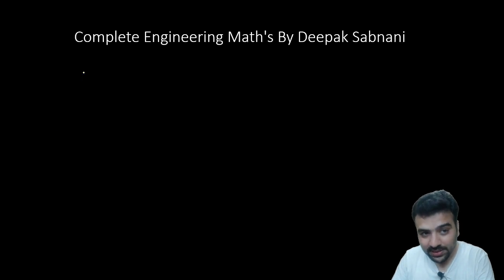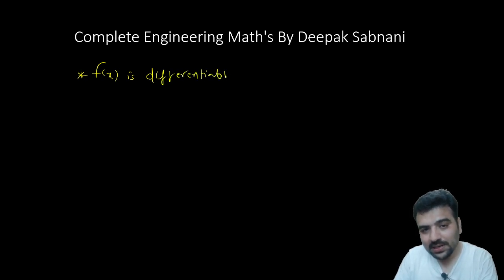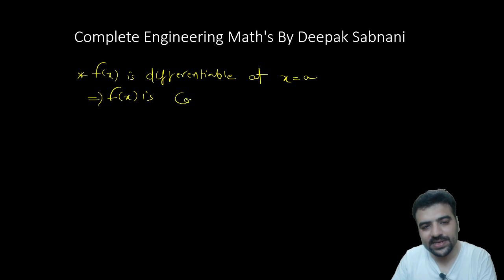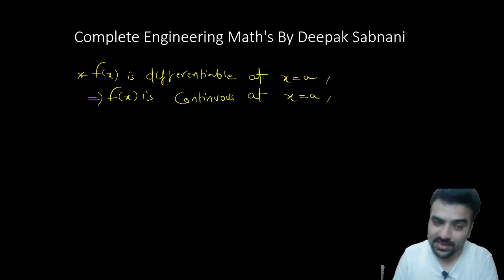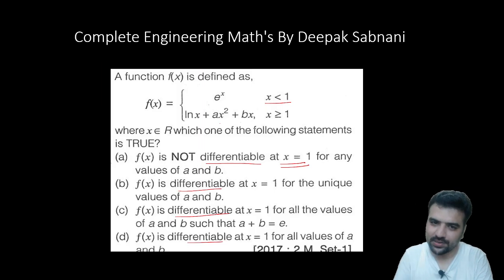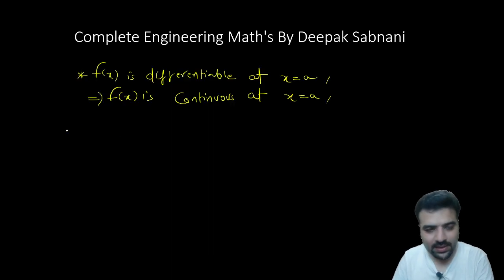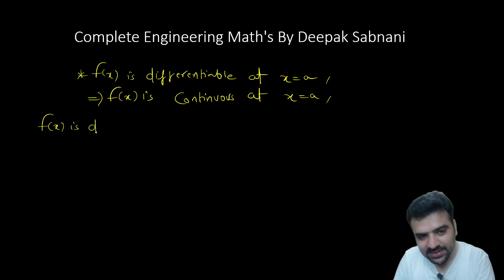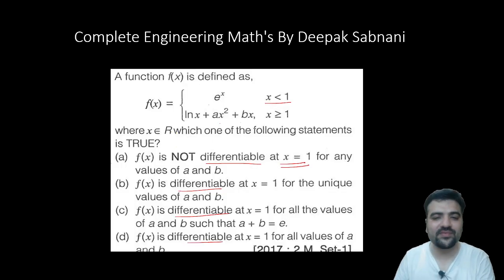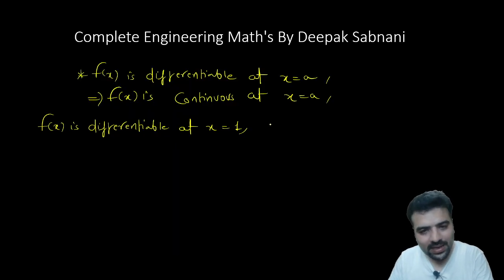It is already discussed in the last video. If you have not watched the last video, please watch it. If f(x) is differentiable at x equal to a, this implies that f(x) is pakka continuous at x equal to a. At this point it is continuous. This I've already proved in the last video. Just watch that, you will understand. At x equal to 1, he is saying that we have to check the differentiability. Now I'm assuming that it is differentiable at x equal to 1. If f(x) is differentiable at x equal to 1, then f(x) is continuous at x equal to 1.